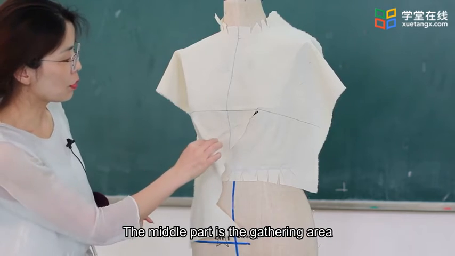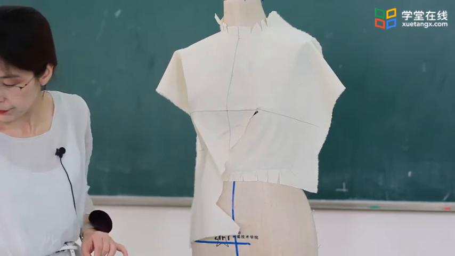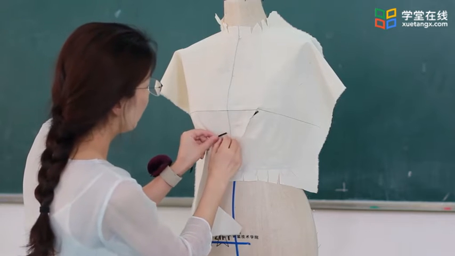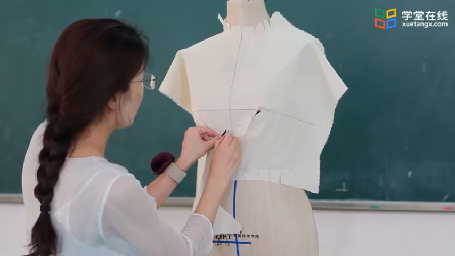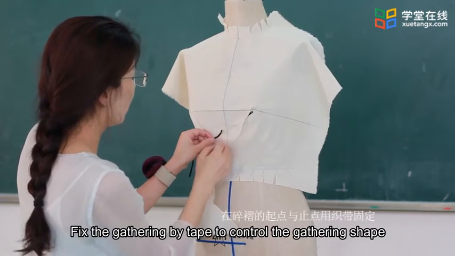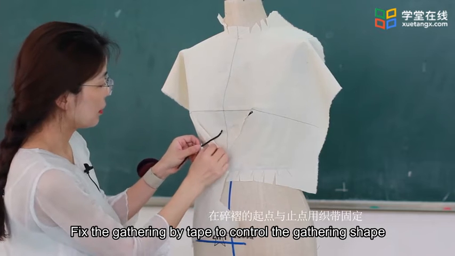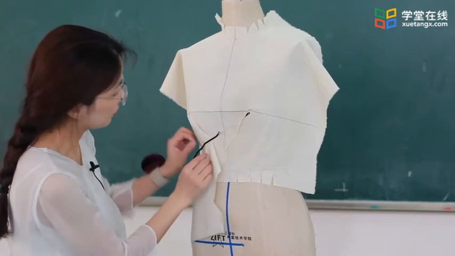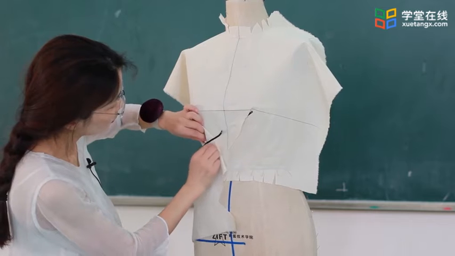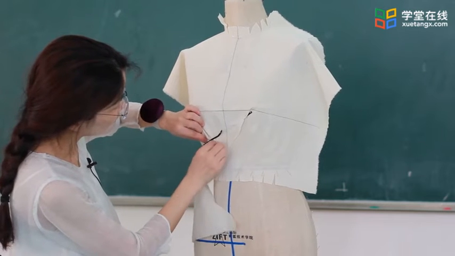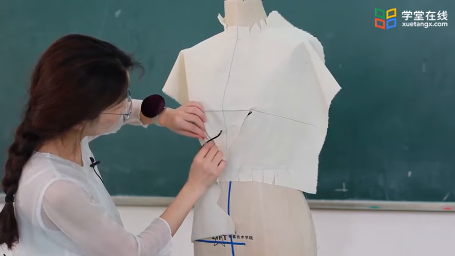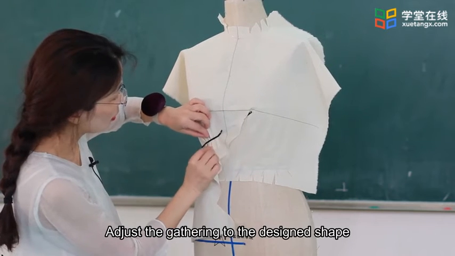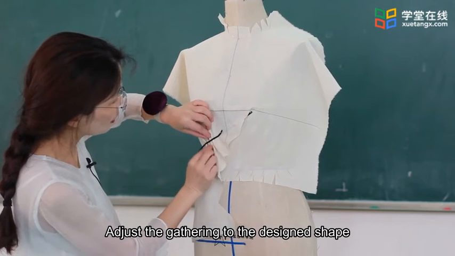The middle part is the gathering area. Fix the gathering with tape to control the gathering shape. Adjust the gathering to the designed shape.